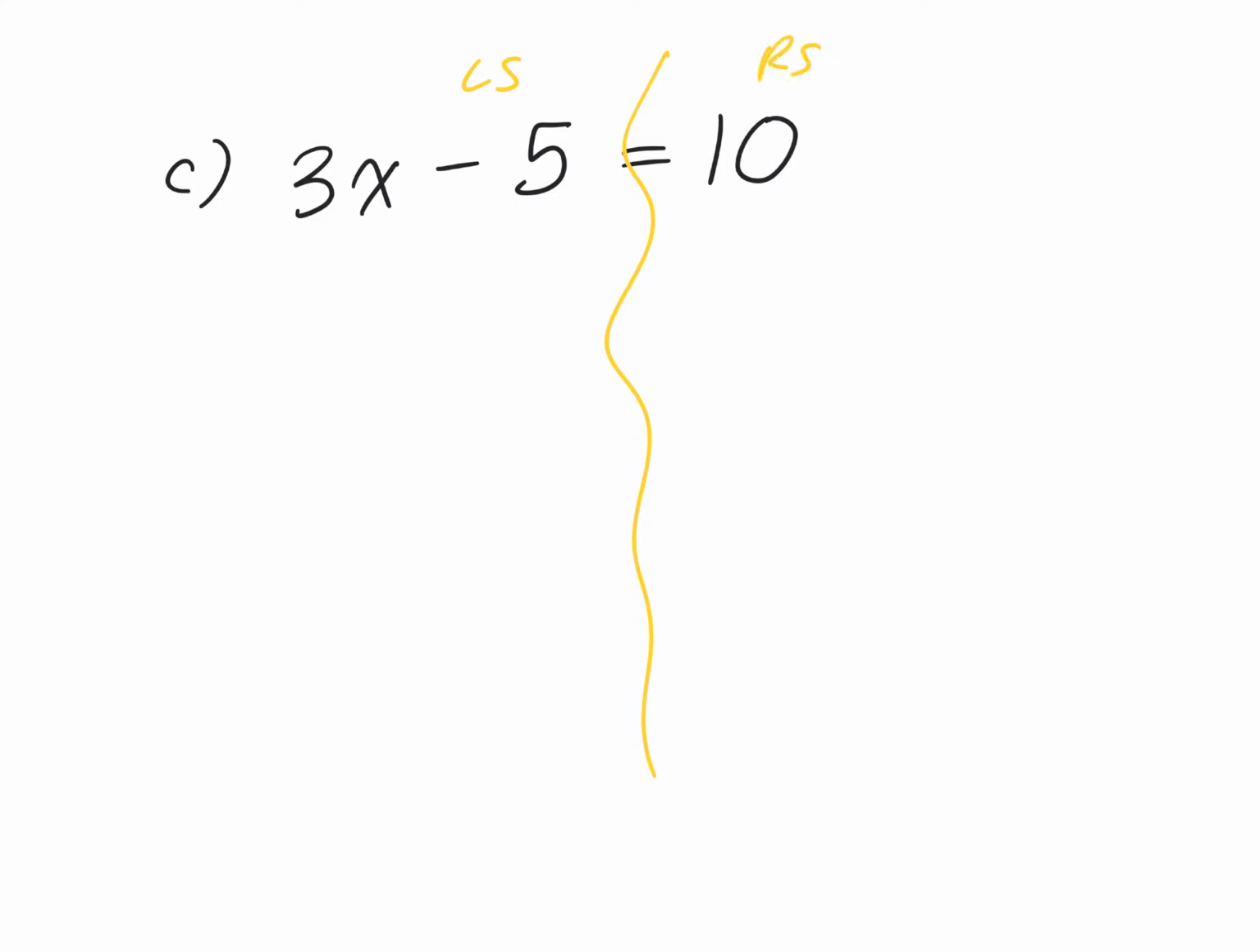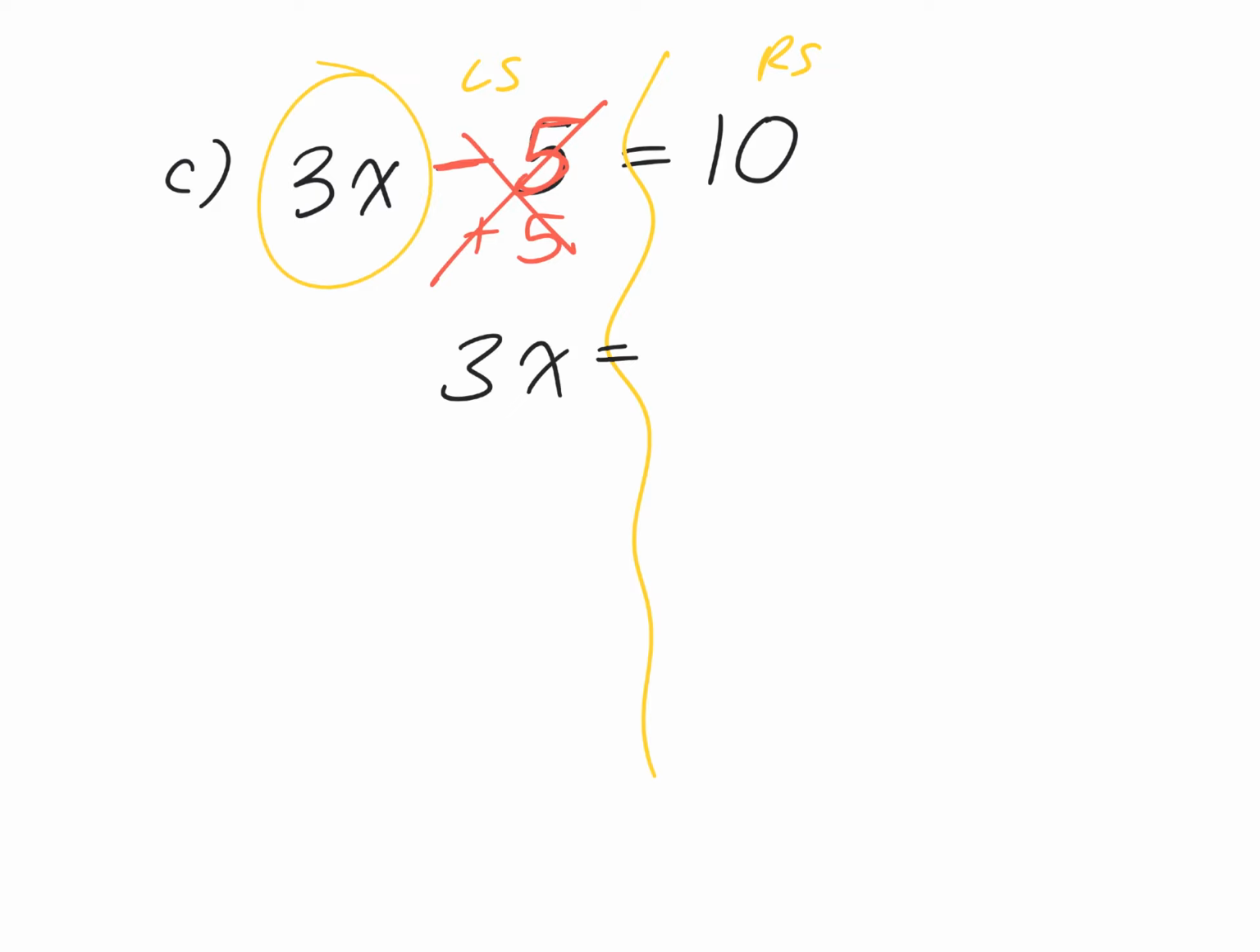The question says 3 multiplied by x, take away 5 equals 10. What do we want to get rid of on the left side of the equation? No, I want to get rid of a negative 5. I'm trying to get rid of this negative 5. What's the opposite of take away 5? Opposite of subtract. Plus 5. If I have negative 5 plus 5, it becomes 0. That's what I'm trying to do. I'm trying to get the variable by itself.